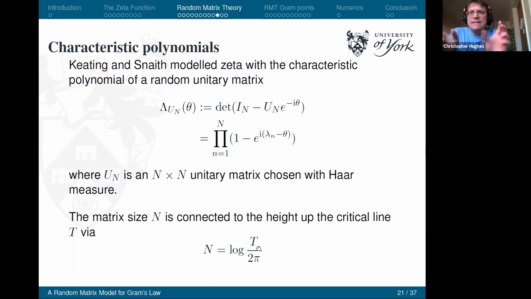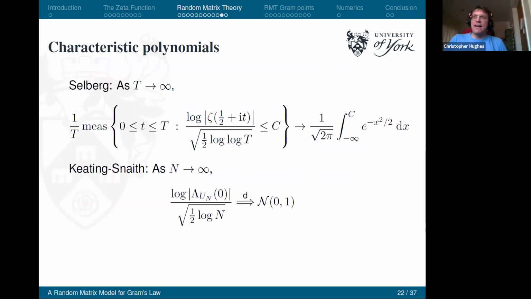This is equating densities. Remember when we scaled the zeros, we scaled them by their mean density, 1 upon 2 pi log T upon 2 pi. And we scaled the eigenvalues by their mean density, N over 2 pi. You equate the two and you get that equation at the bottom. Bit of maths just to verify that it kind of sort of works.